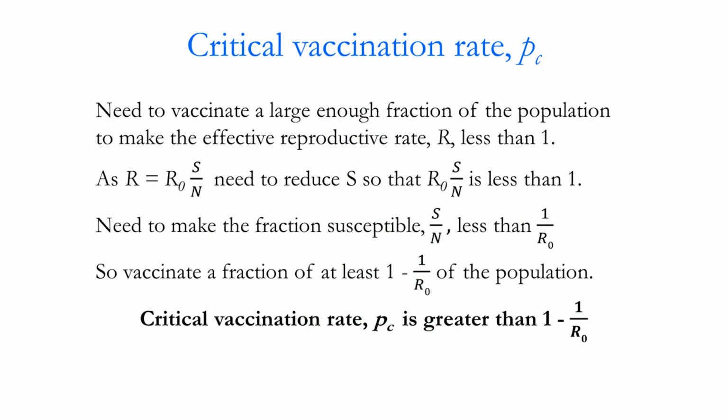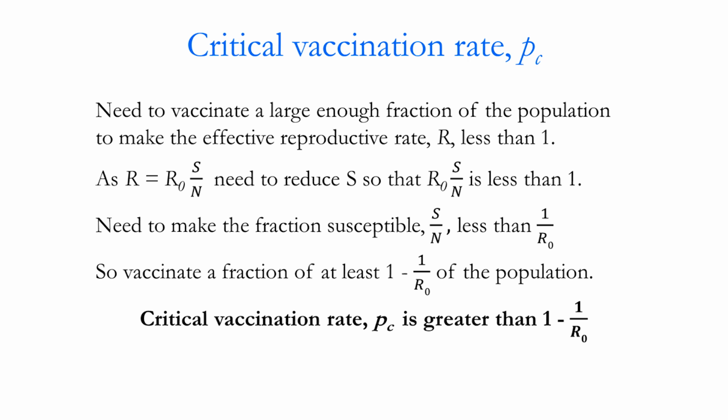And we can easily calculate the critical vaccination proportion in order to eradicate the disease, which I'm denoting here by P sub c. Going back to our reproductive rates, you need to vaccinate a large enough fraction of the population to get the effective reproductive rate R to be less than 1. But R, we know, is R0, the basic reproductive rate, times S over N. So you need to reduce the number of susceptibles so that R0 times S over N is less than 1. Just rearranging that, S over N needs to be less than 1 over R0. Just a matter of rearranging the algebraic expression.